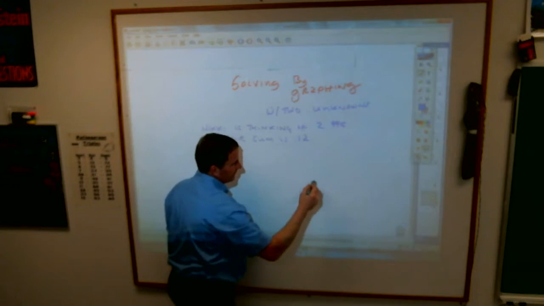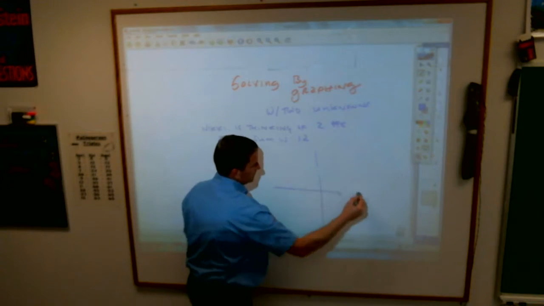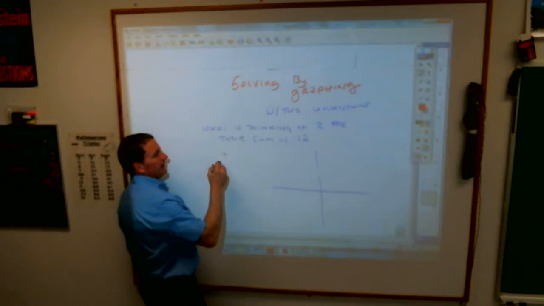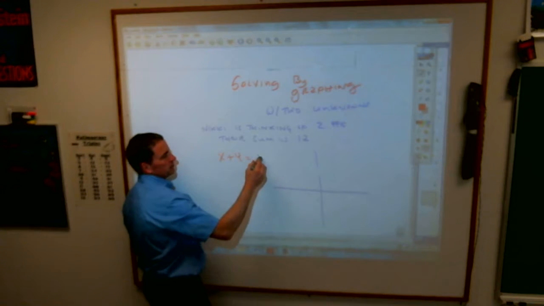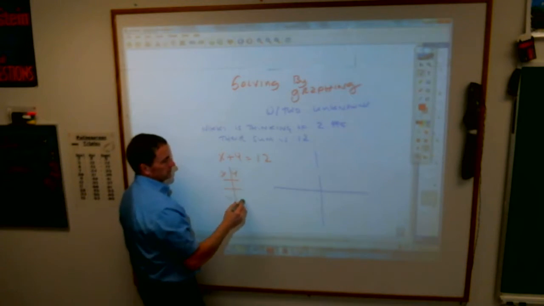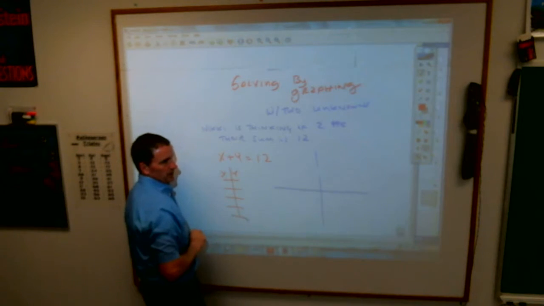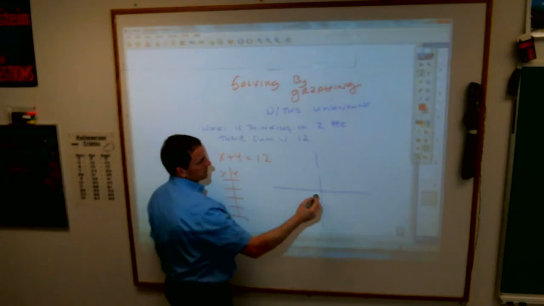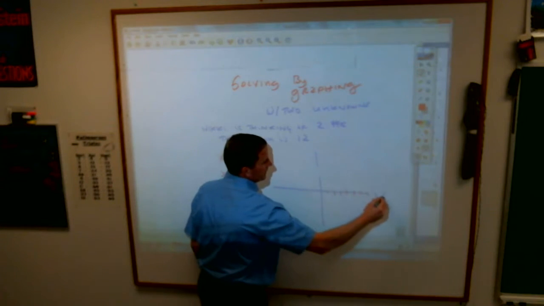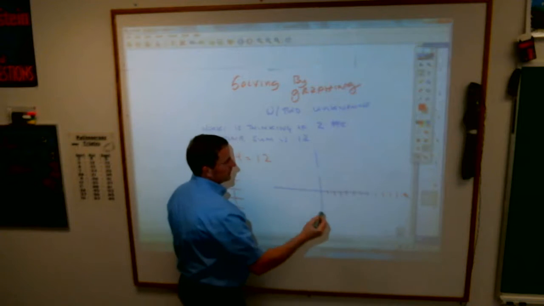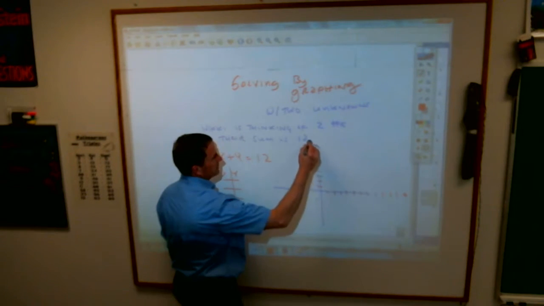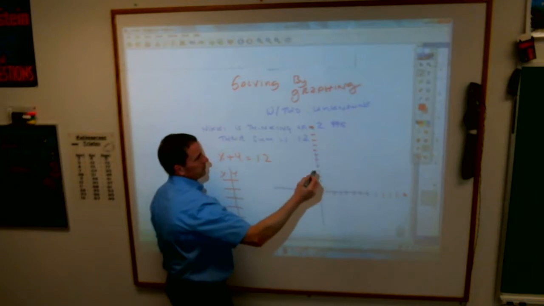If we were graphing it, which would be a good way to give all those answers, you know that x plus y equals 12. And you could graph this by x and y intercept. Sure, let's do that, because the x intercept is 12, right? 1, 2, 3, 4, 5, 6, 7, 8, 9, 10, 11, 12. And the y-intercept is 12. 1, 2, 3, 4, 5, 6, 7, 8, 9, 10, 11, 12.